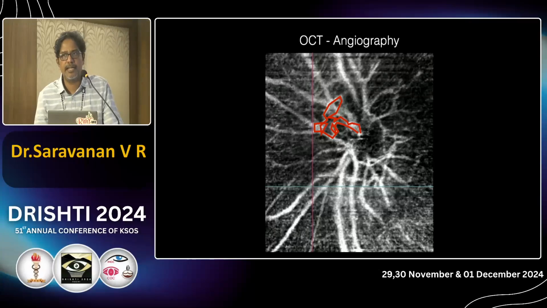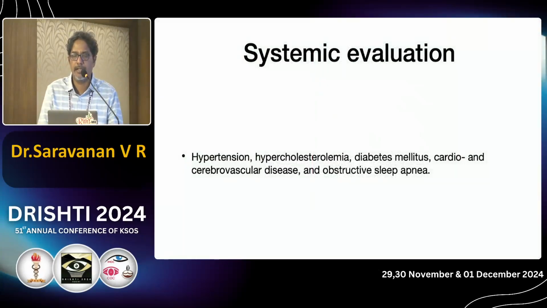So when you see NVD, it's usually almost always inflammatory disc edema, and this patient turned out to be a sarcoid patient, and then went on for steroid therapy also. So the other thing when you diagnose NAION is to rule out the cause, because treating the cause can prevent the occurrence of such an eventuality in the other eye also.